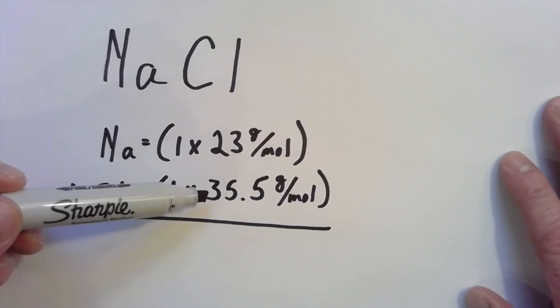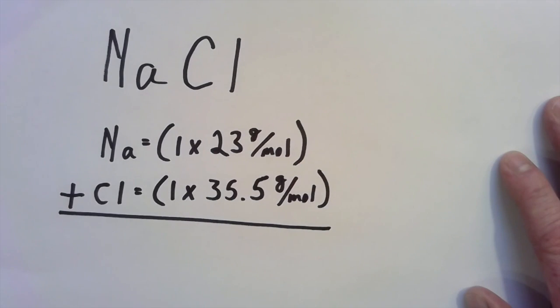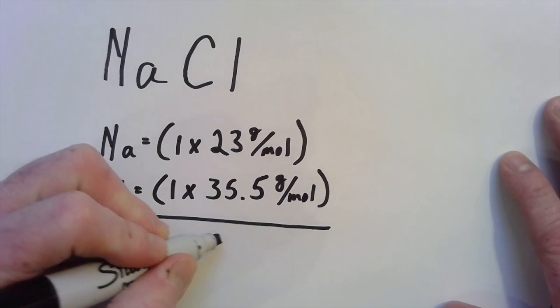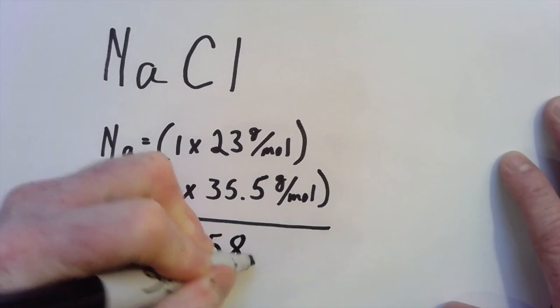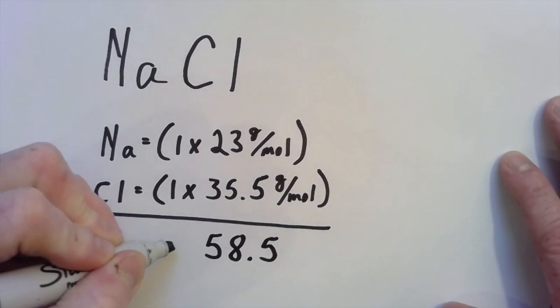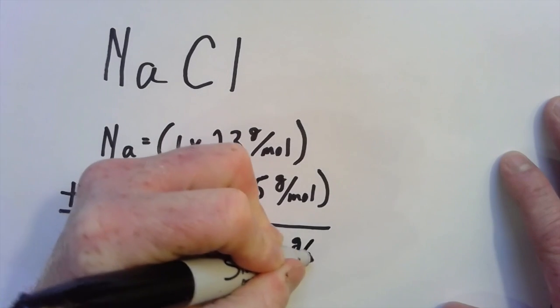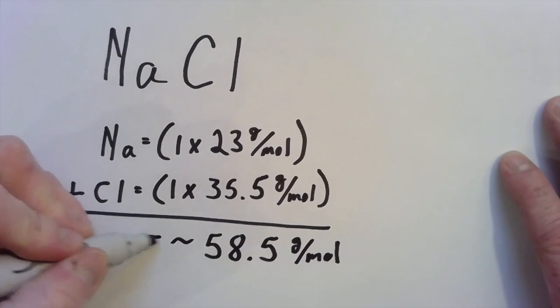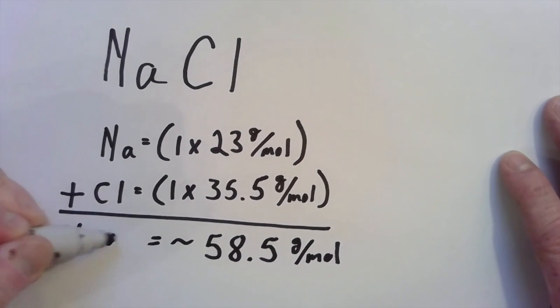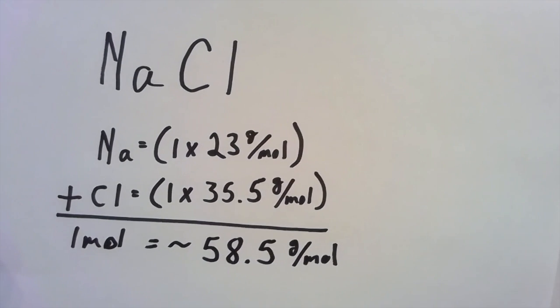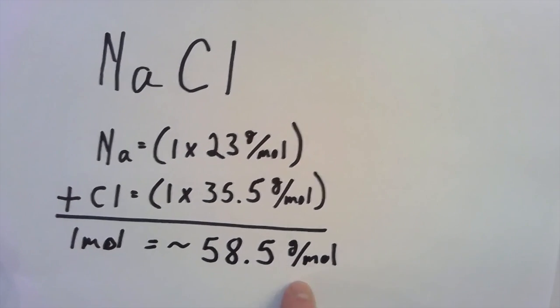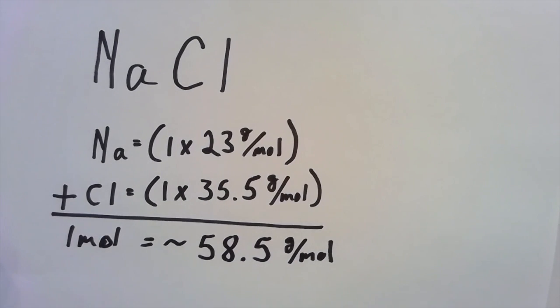Now, really quickly, so we've got 58.5. And that's about grams per mole. This is equal to 1 mole of salt. So if I had 58.5 grams of salt, I would have 1 mole of salt. This is stuff we've already done before. Now let's figure out how we can use this to figure out the concentration and, more importantly, the molarity of a solution.